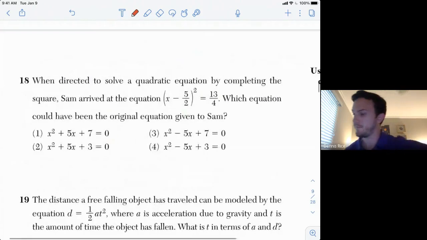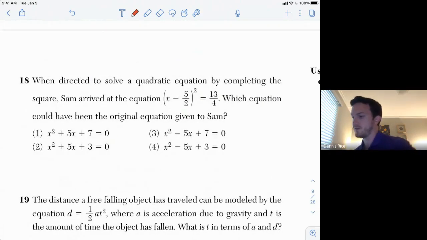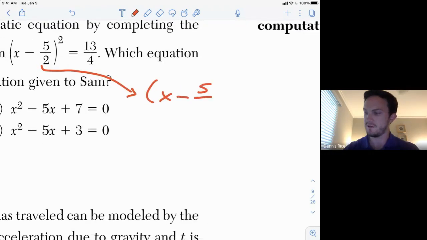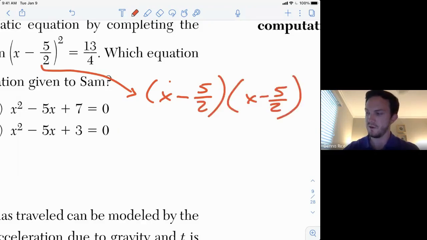All right. When directed to solve this quadratic equation by completing the square, Sam arrived at this step. Which equation could he have started with? So what you can do for this one is ask, do I have to do CTS? But they already did CTS. So what you're going to do with this one is box it back out. You're going to do x minus 5 halves times x minus 5 halves. They wanted to know the original. So even though it says CTS, you're just going to box this. It's basically like a FOIL question.